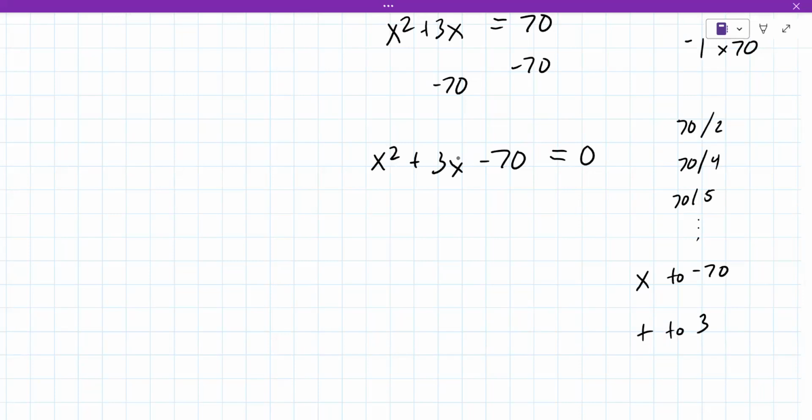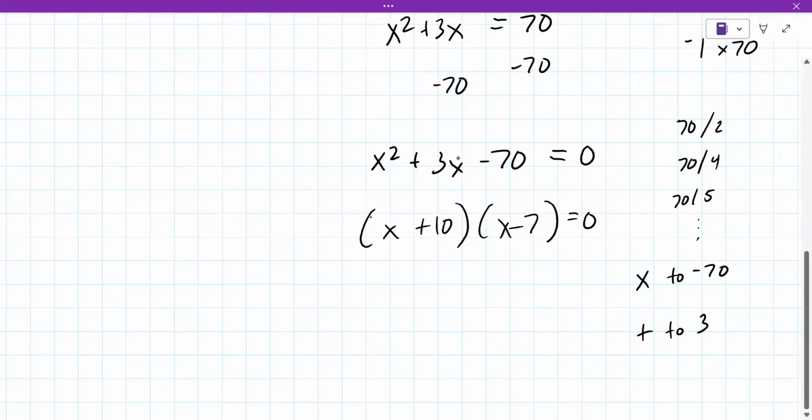Okay, let me think. Oh. Negative 7 times 10 equals negative 70, and 10 minus 7 equals 3. So we have x plus 10, x minus 7 equals 0. That's what I have, yeah.